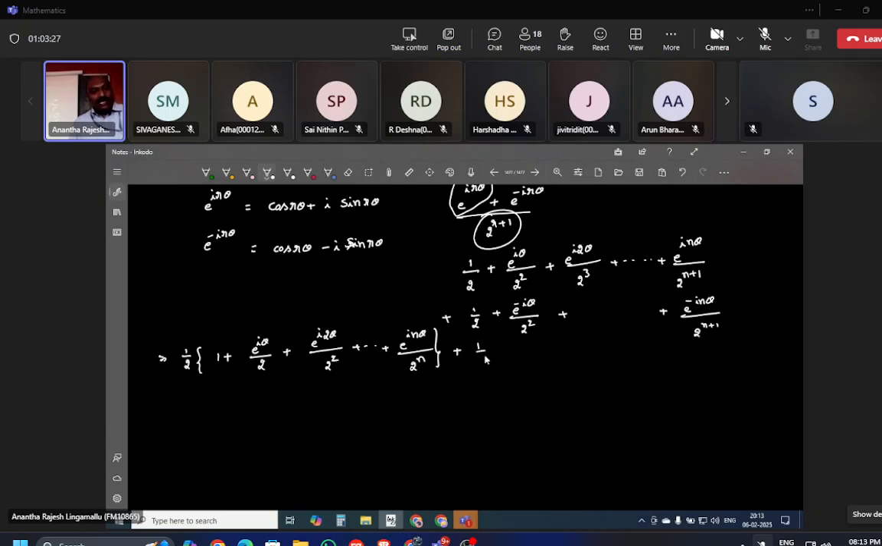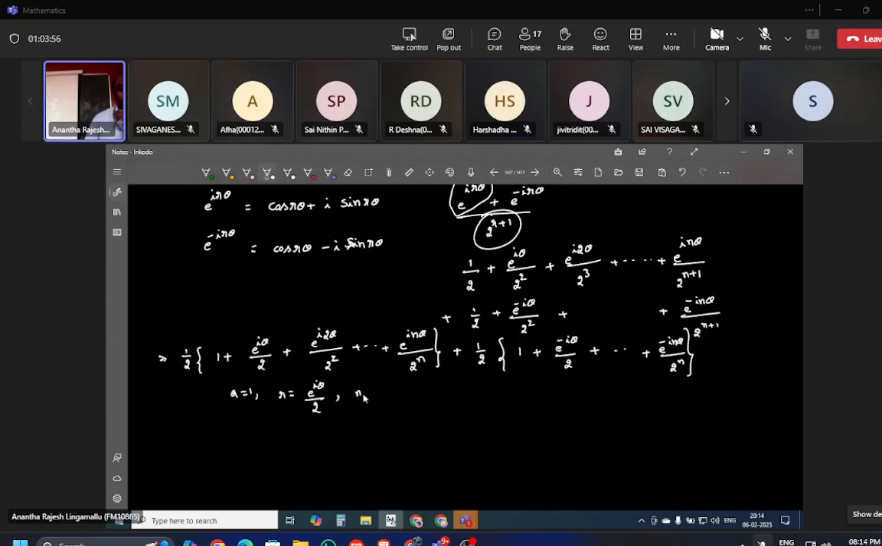Similarly, you take 1 by 2 common here also. 1 plus e power minus i theta by 2 plus and so on plus e power minus i n theta by 2 power n. Is this GP now? Is this pure GP or not? This is a GP with a is equal to 1, r is equal to e power i theta by 2.